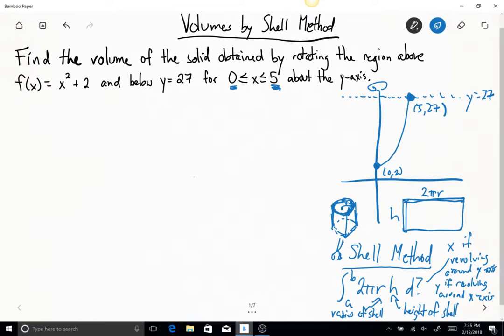So what do we have here? Well, with our function, we have y equals x squared plus 2. We have the y equals 27, and all that song and dance. Okay? But notice those are function values. So at the end of the day, here's what happens. If you're taking a strip that we're going to revolve into a shell, right? So this thing's getting revolved around the axis.